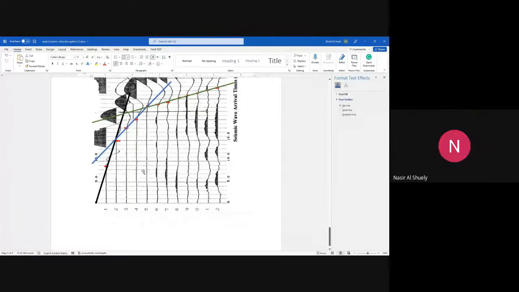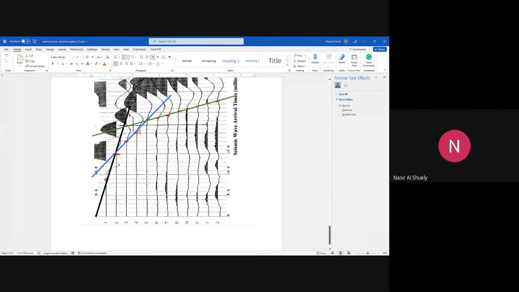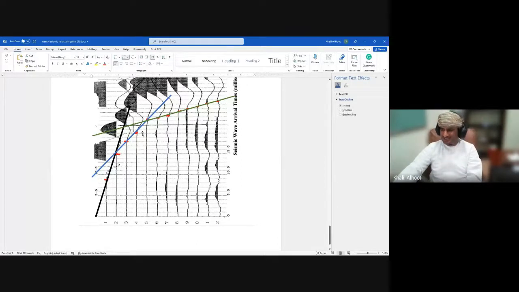Doctor, when you have slope 2 and slope 1, which match each other and meet at one point, is this not the crossover? This is crossover. Yeah, but you determined this is a critical distance. No, sorry, that's my mistake. That's not critical. This is crossover. Critical is somewhere here.